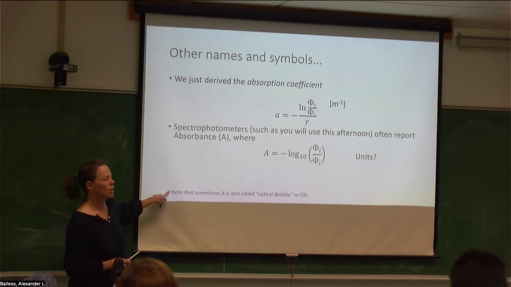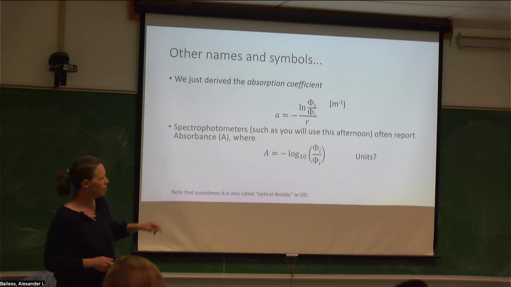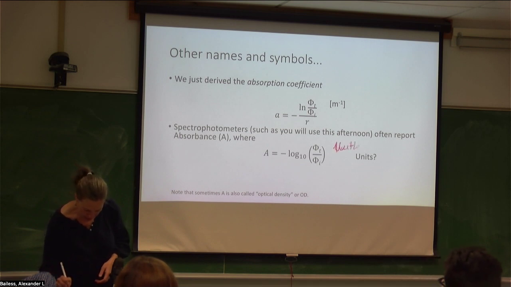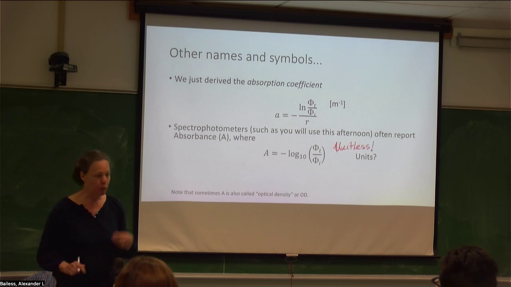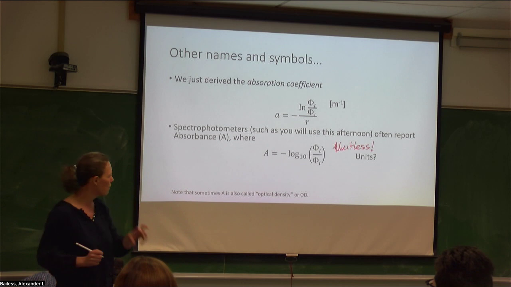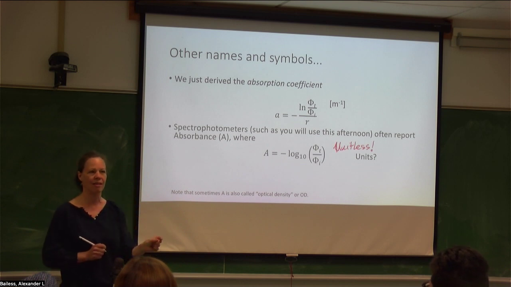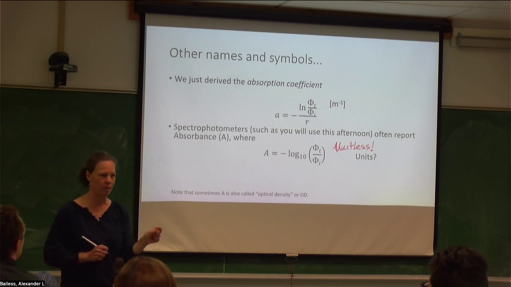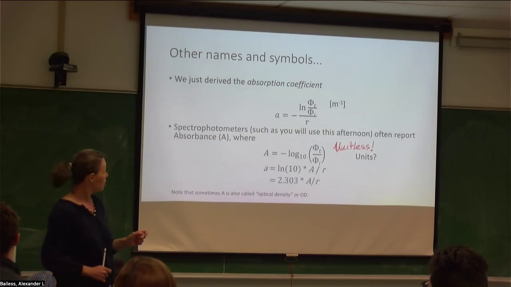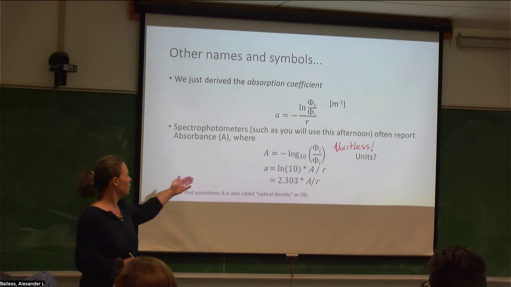Sometimes A is also called optical density, by the way. You'll see that in older literature. Same thing. Okay, so A, absorbance, is unitless. So if we want to convert between absorption coefficient and absorbance, we need to know the path length that we made our absorbance measurement in, the length of the cuvette typically. And if we know that, then we can convert between them.